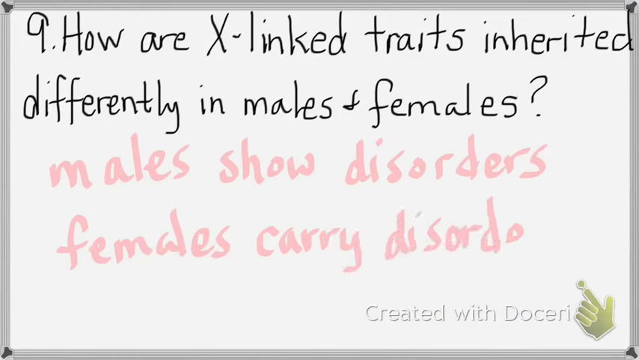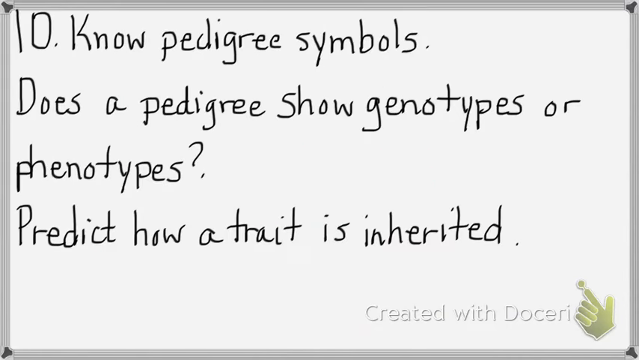And again, it's because females get 2 X chromosomes, so we get 2 opportunities to inherit a dominant gene. Men get 1 X chromosome, so they only get 1 opportunity to inherit the dominant gene. These traits that I'm referring to as disorders are all recessive disorders.